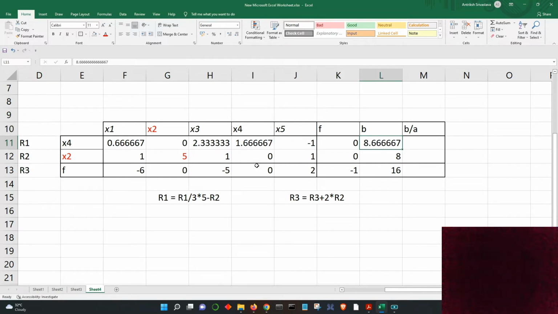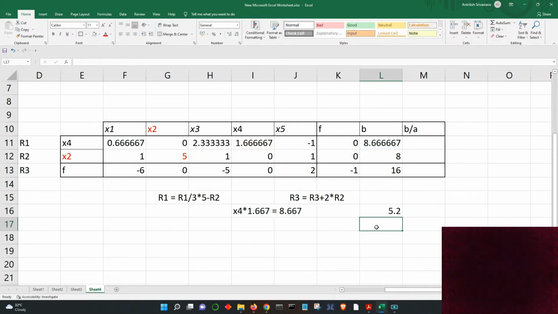So basically we end up with this equation. It's x4 into 1.667 is equal to 8.667. So what is the value of x4? The value of x4 we can write as this divided by the coefficient of x4 in this equation, right? So this is the value of x4.